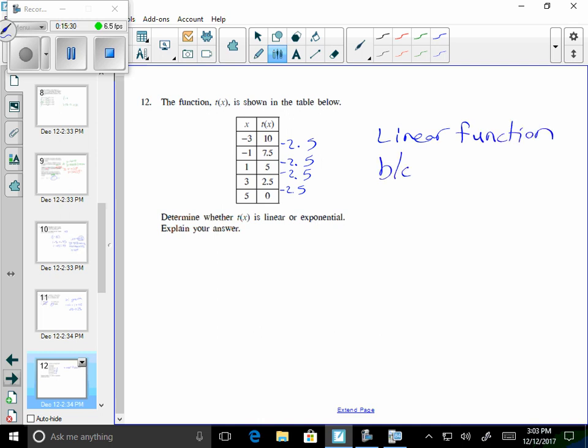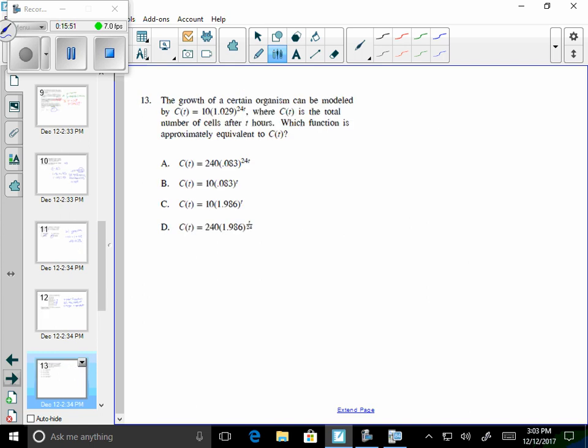because the rate of change is constant. Okay, so you want to look for anything that's adding or subtracting the same number every time to be linear. Multiplying or random rates of change will give you exponential.